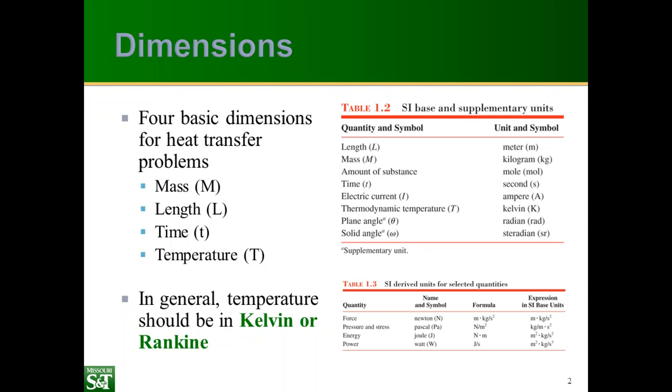Now, in general for this course, it's always best to operate in units of Kelvin or Rankine for temperature. These are called thermodynamic temperature scales, and they're based on absolute zero being the minimum. So throughout this course, you always want to convert temperatures into Celsius or Kelvin, even if they're given in a problem in degrees Celsius, before you do any calculations.